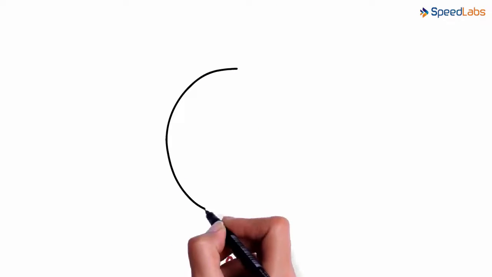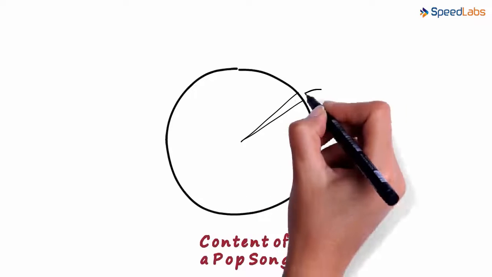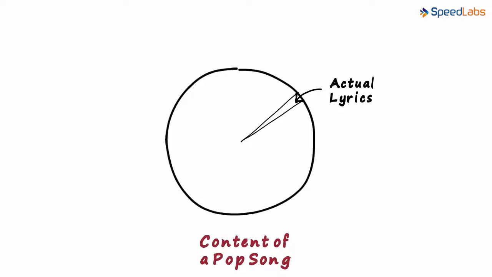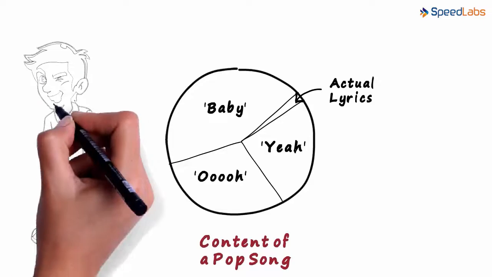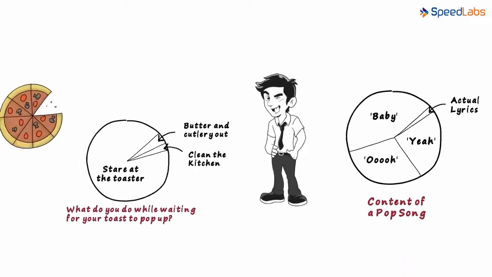A few people were asked to categorize the content of a pop song. A circle was drawn to represent the entire content. Around 2% was actual lyrics. 25% was the word yay. 30% was the word ooh. And the remaining was the word baby. This was just a funny way to understand pie charts. We will look at a couple of serious examples in our other videos.